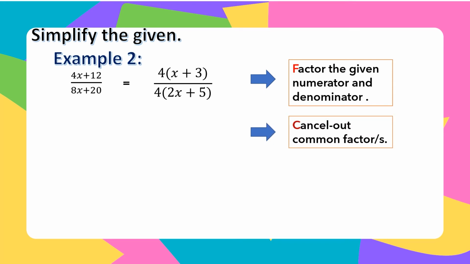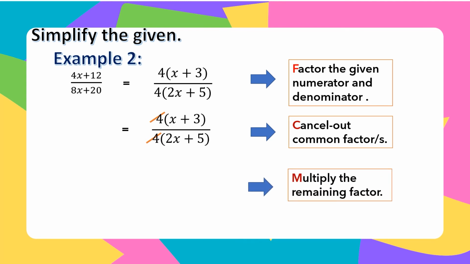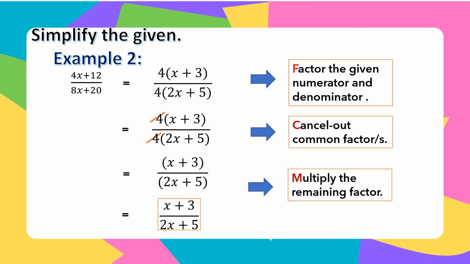Second step is cancel out common factors. And the common factor of the given is 4. As you can see, we cannot cancel x because x plus 3 in the numerator and 2x plus 5 in the denominator is a binomial. And for step 3, multiply the remaining factor. The remaining factor in the numerator is x plus 3. The remaining factor in the denominator is 2x plus 5. Therefore, the final answer is x plus 3 over 2x plus 5.